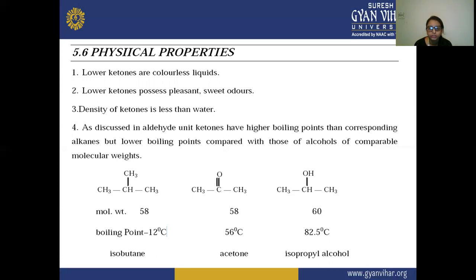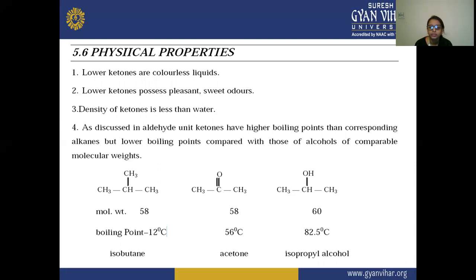So here you can see this is your alkane, its molecular weight is 58, and the second structure is acetone, that is your ketone, and it is also having a molecular weight of 58. And third is your alcohol, which is also having a molecular weight of 58. The boiling point of isobutane is 12 degrees centigrade, acetone is 56 degrees centigrade, and isopropyl alcohol is 82.5 degrees centigrade.